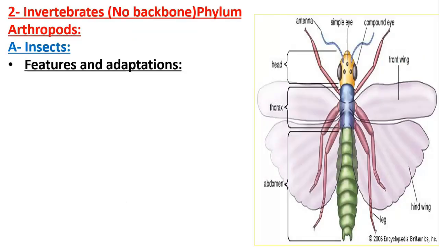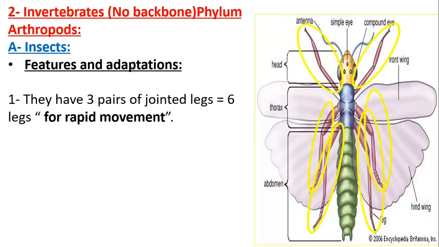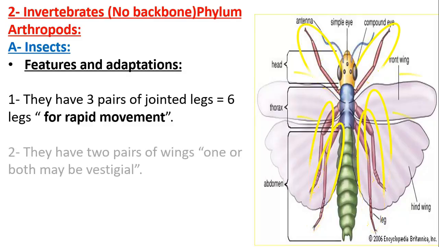Okay, let's take a look about the features and adaptations that help insects be that successful. First, they have 3 pairs of jointed legs, which means 6 legs, as you can count them here. 1, 2, 3, 4, 5, 6. Or 3 pairs, 1 pair, second and third. For rapid movement, of course, this is what I was talking about, the joints. Can you see the joints here? So the legs are divided into segments and they have joints in between to help them move fast.